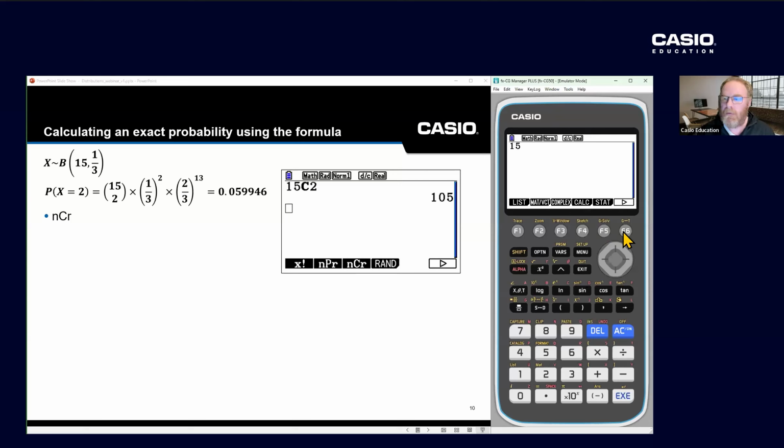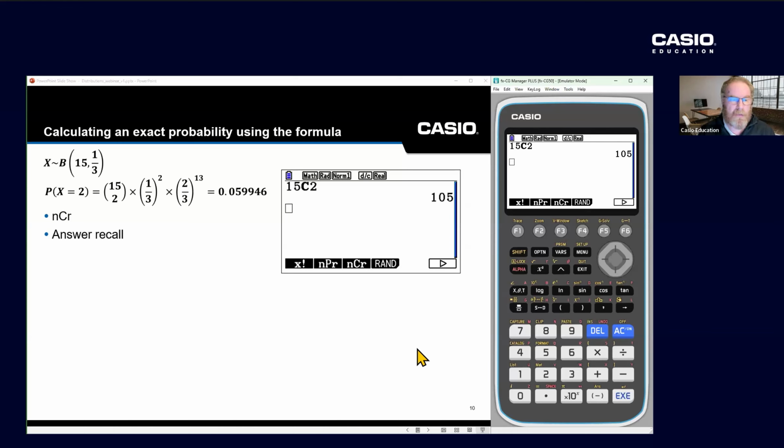Oh no, sorry, not that, probability. There you go. Probability to get my nCr and then choose. So 15 choose 2, and I calculate, I get 105. Now you could attempt to do this calculation all on a single line, but just for demonstration purposes, I'm going to show you how to do it in stages.